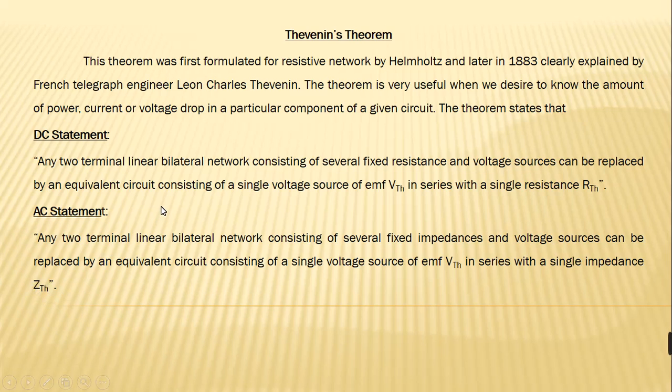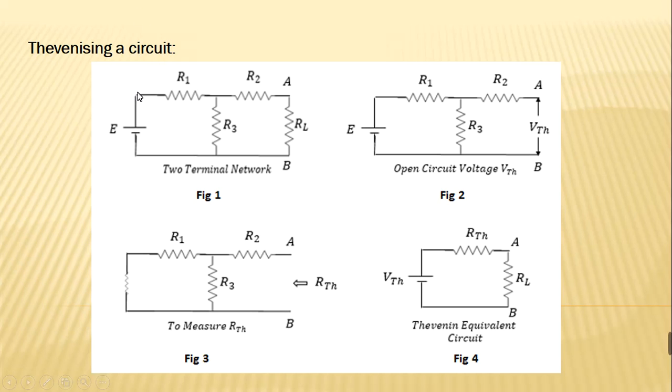Now let us try to understand how to Thevenize a given circuit. That means if the circuit consists of several resistances and a voltage source, we can construct a single equivalent circuit consisting of a single resistance and a voltage source, and these two must be connected in series with each other. Let us look into the circuit and try to Thevenize it. This is the given two terminal network. In order to Thevenize this circuit, we need to follow a few steps.